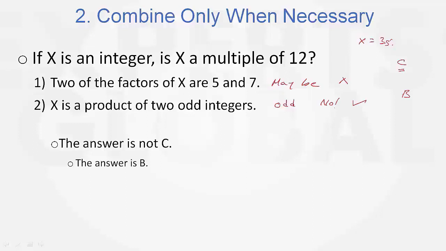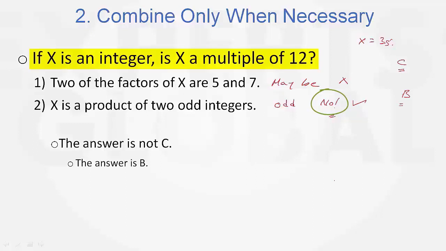If the question were, what is the value of x, then we would need both the statements. In the current question, we don't have to get to the value of x. We simply have to tell whether x is a multiple of 12, and to answer a no, statement 2 alone is sufficient. Therefore, we do not have to combine. B is the correct answer choice.